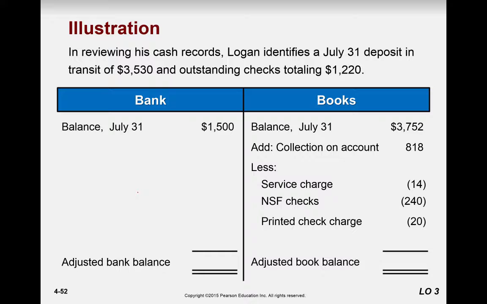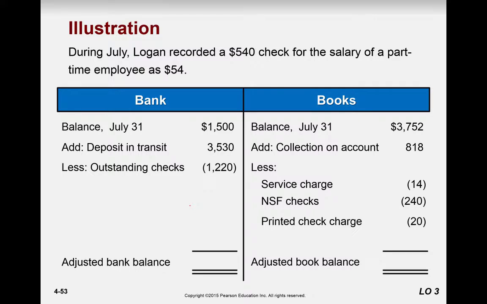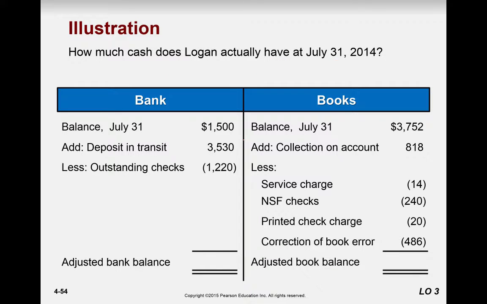Then once we look at this, we have a July deposit in transit, which we're going to add to our bank, and our outstanding checks we are going to subtract from our bank balance. Then we have to record the actual error in our check. So here, we have 540 minus 54 gives us the 486, and we basically need to reduce that because it is an expense, right? It's a salary expense. And so then once we do that, how much money do we truly have? Then we know that both of these should equal, so the answer to this question is 3810.